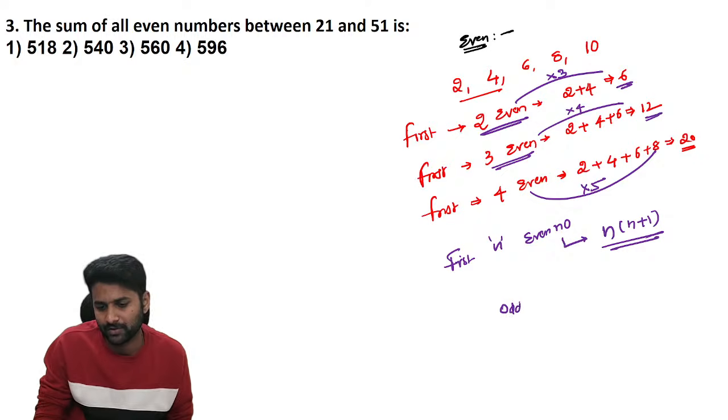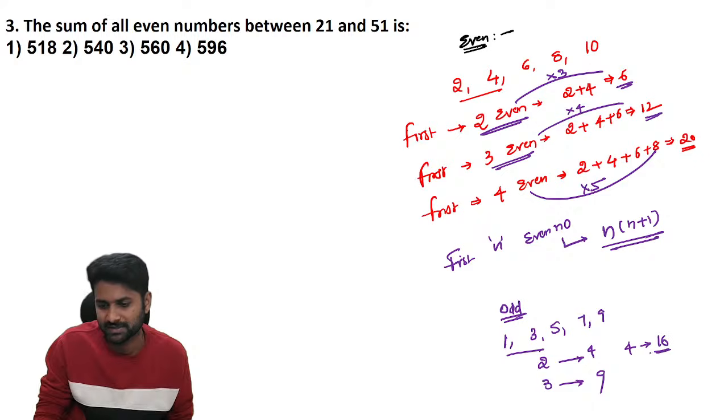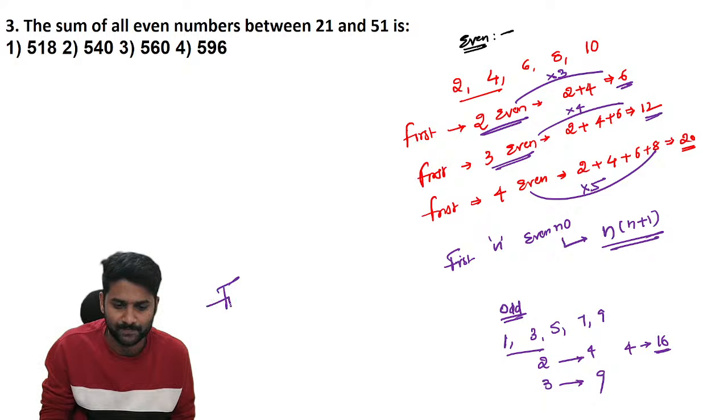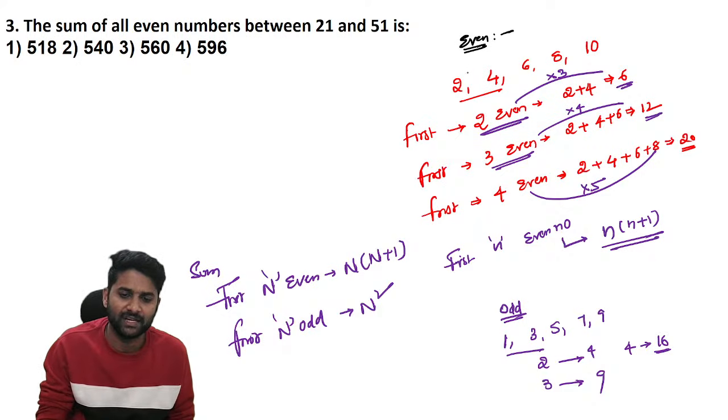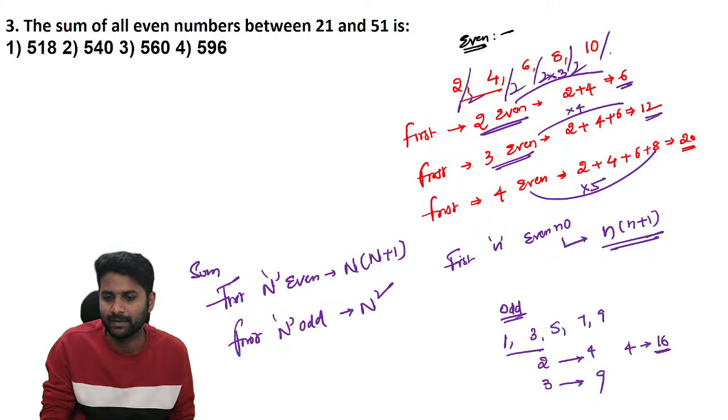Let me help you with odd numbers also. 1, 3, 5, 7, 9. If you take the first two numbers, the answer is 4. The first three numbers, the answer is 9. The first four numbers, the answer is 16. So what about the formula? The sum of first n even numbers is n into n plus 1. The sum of first n odd numbers is n square.